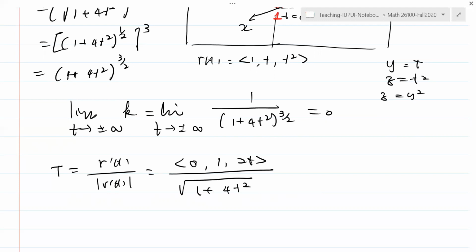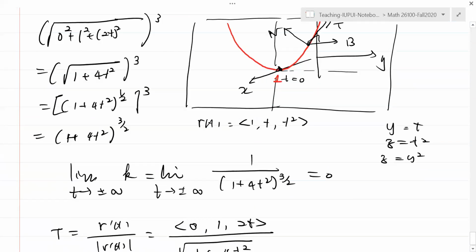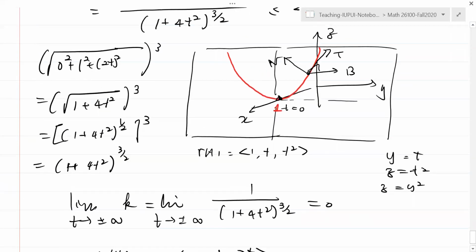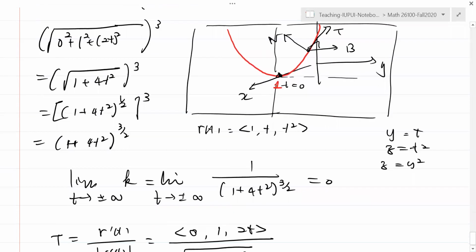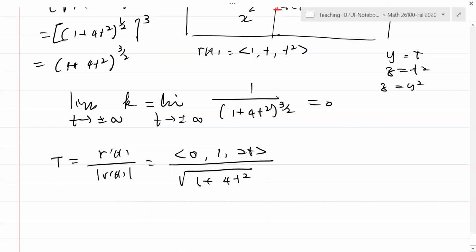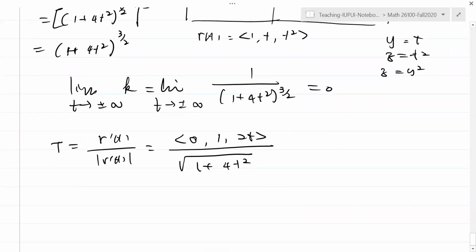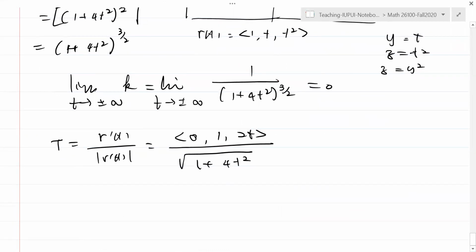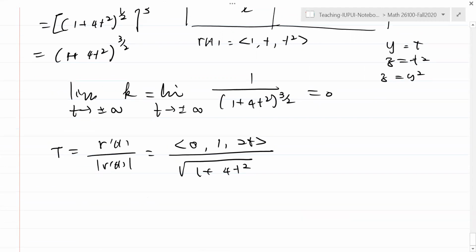To find the B is a little bit difficult because the B has the N, right? And remember how to find the N. You have to differentiate, right? So you differentiate that tangent vector. It's a little bit difficult.